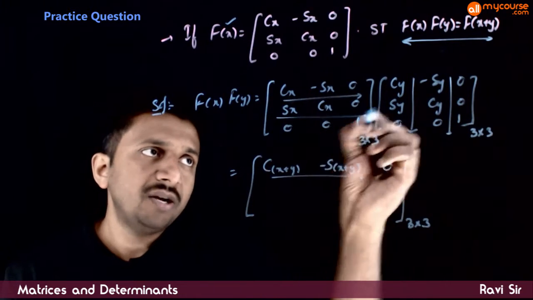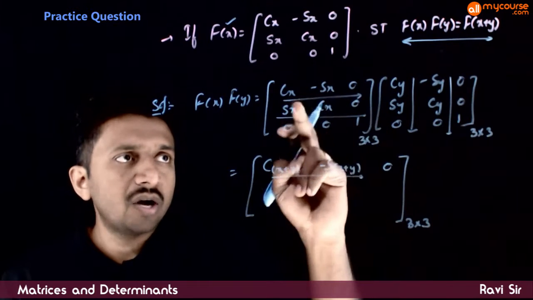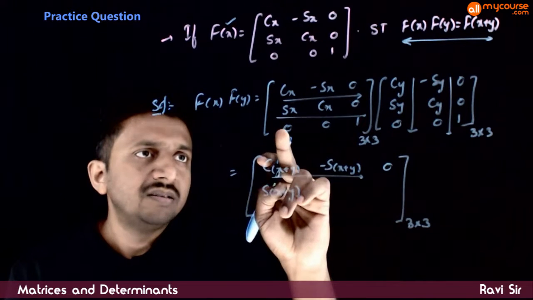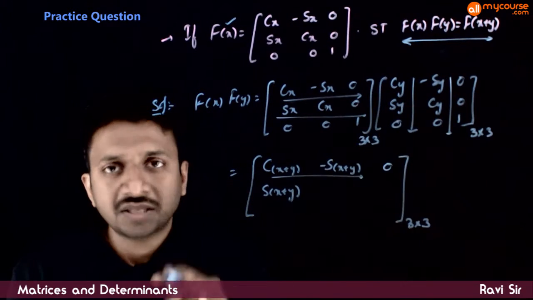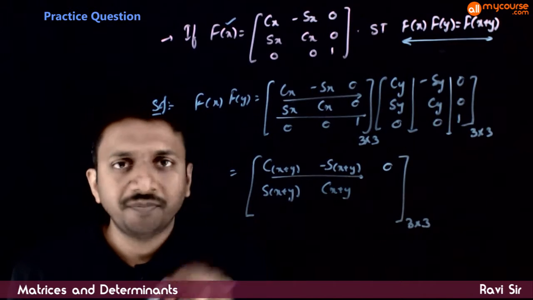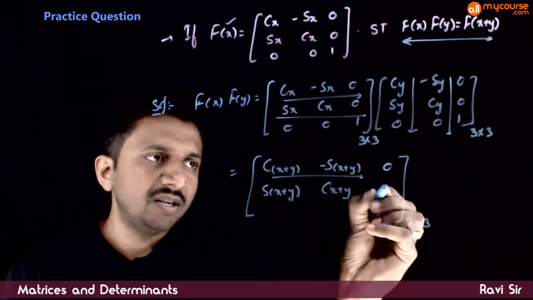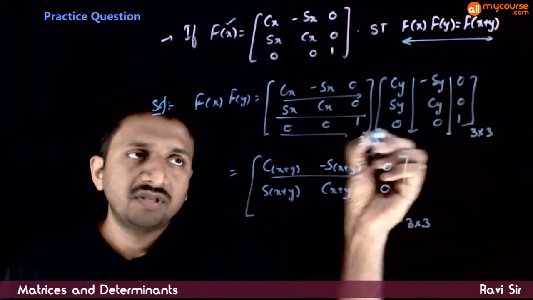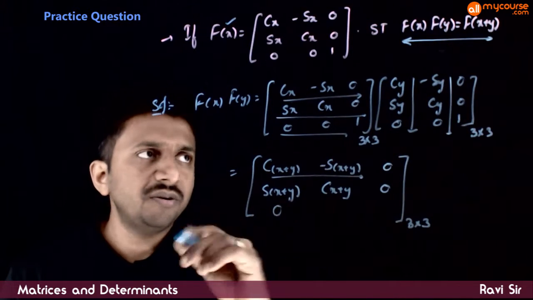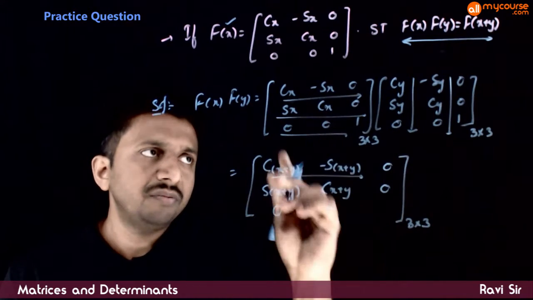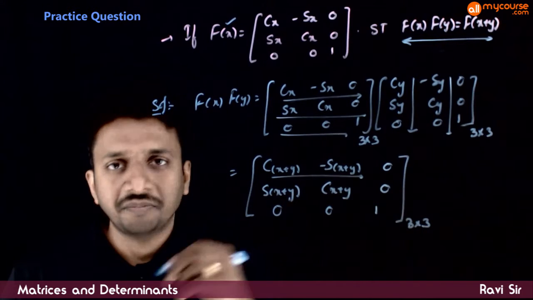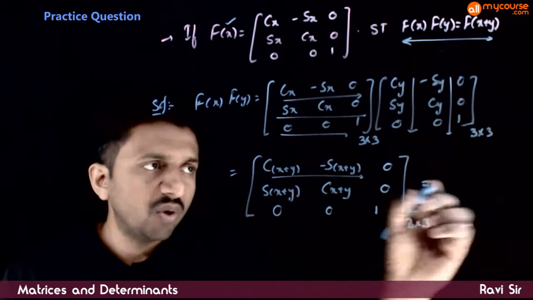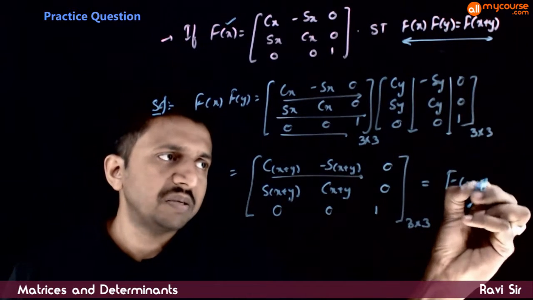Now, second row times first column, sin x cos y plus cos x sin y is sin of x plus y. Second row times second column, minus sin x sin y plus cos x cos y is cos of x plus y. Second row times third column, 0 plus 0 plus 0 is again equal to 0. Next, third row times first column, 0 plus 0 plus 0 is 0, then 0, and 0 plus 0 plus 1 is 1. So f(x) times f(y) clearly is equal to f of x plus y.